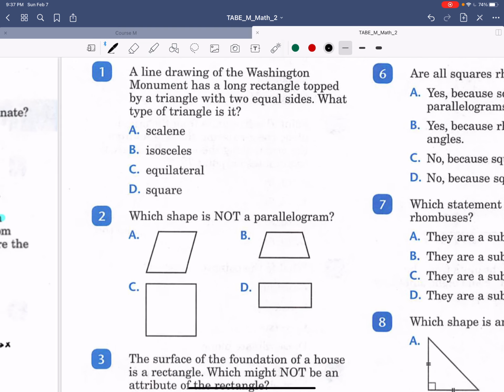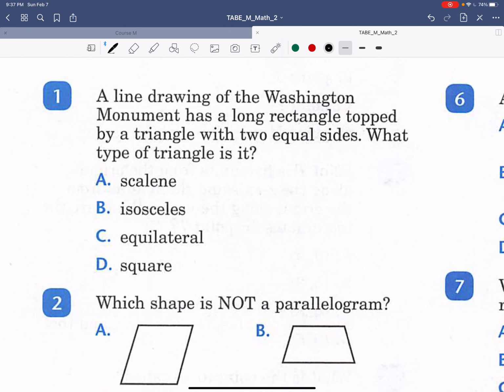Number 1. A line drawing of the Washington Monument has a long rectangle topped by a triangle with two equal sides. So what type of triangle is it? The Washington Monument in Washington, D.C. is called an obelisk. It has a special name. It's a long, tall rectangle, and on top of that rectangle is a triangle that has two equal sides. So we'll say that these two sides are equal.